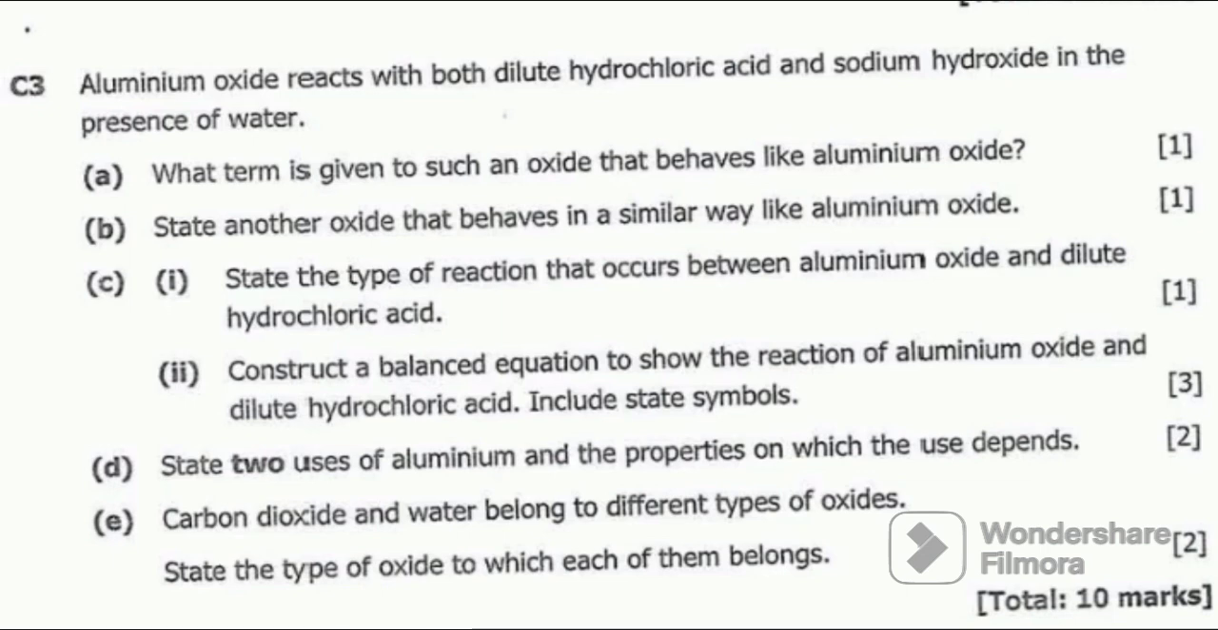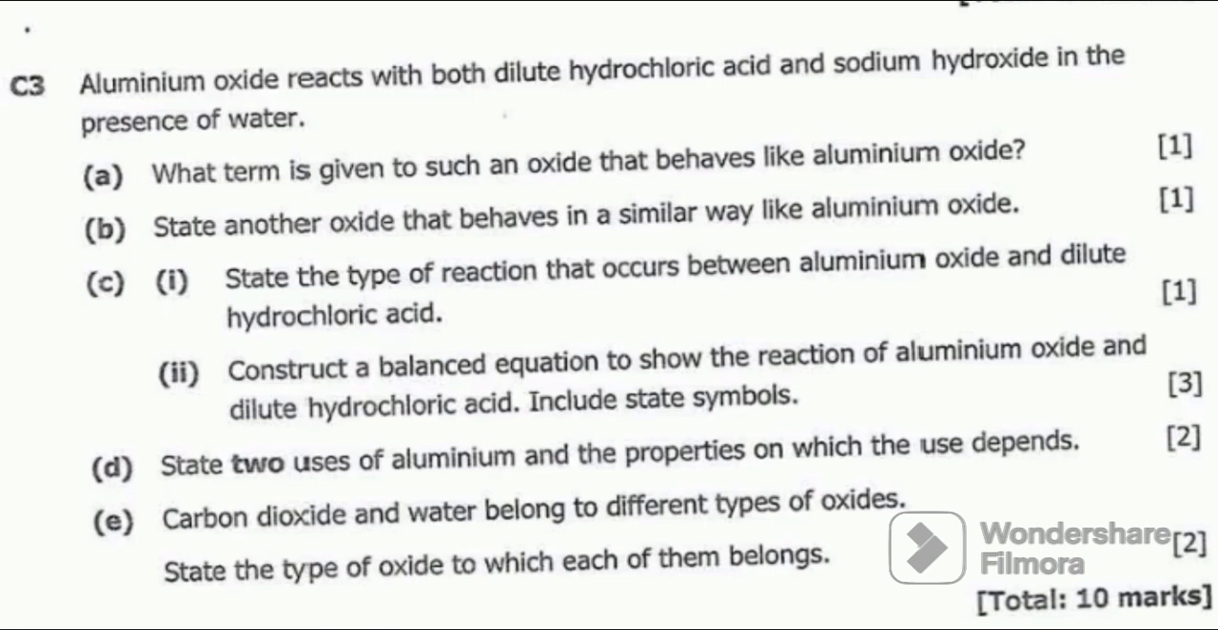Acidic oxides are oxides of nonmetals. Which means these oxides are formed when a nonmetal reacts with oxygen. Examples of acidic oxides, we have carbon dioxide, nitrogen dioxide, sulfur dioxide, just a nonmetal combining with oxygen. Yes, that's an acidic oxide.